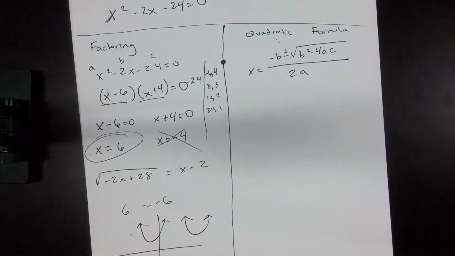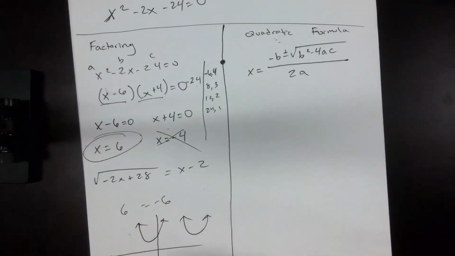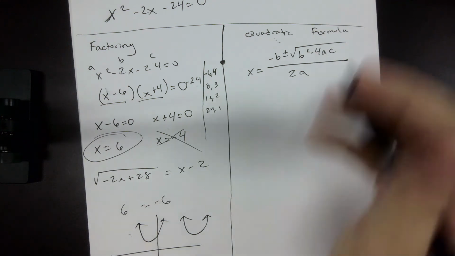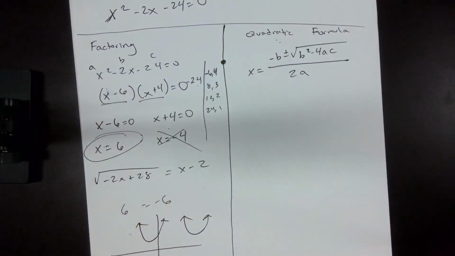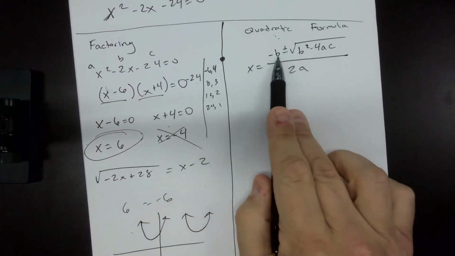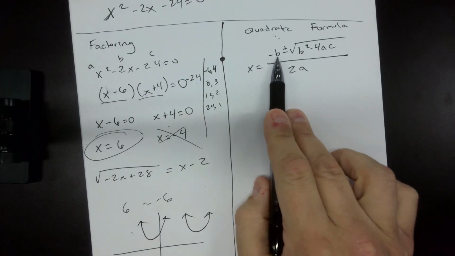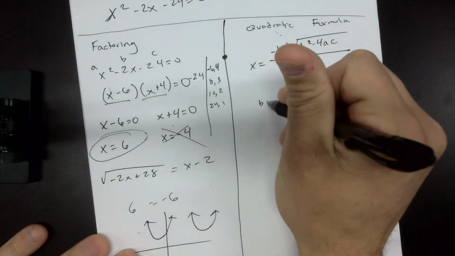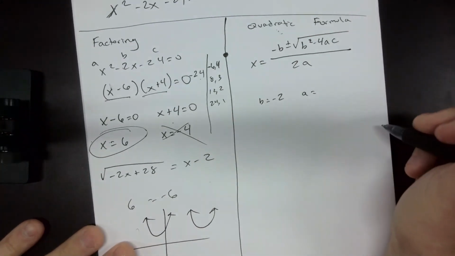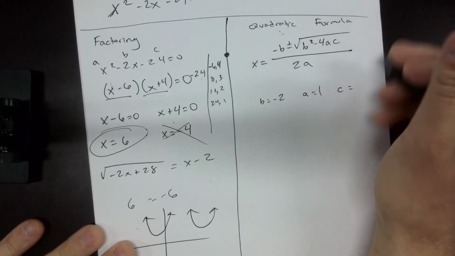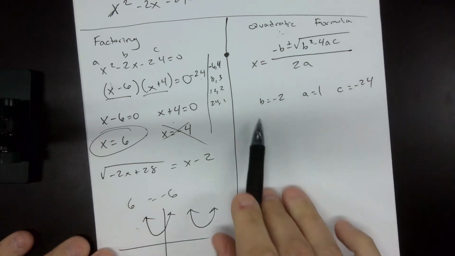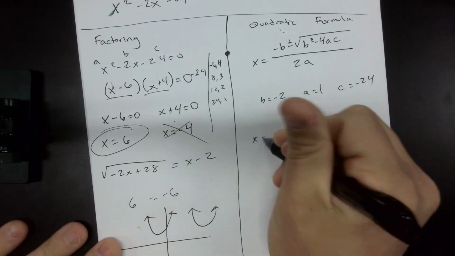Oh, good. I already gave up. But guess what? Every one of you could do this already. Every single one of you could do this right now. You want to know why? Because you know how to plug numbers into a formula. You already know what B is. It's -2. So B is -2. What's A? 1. What's C? Negative 24. All you're going to do is plug all these into your equation.